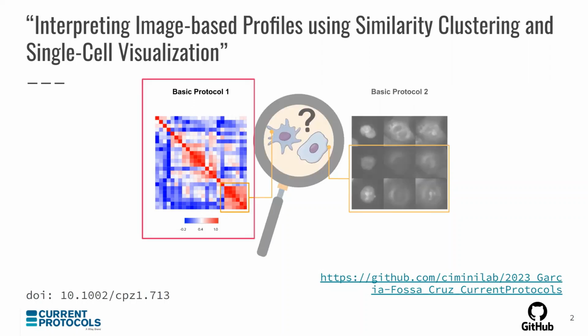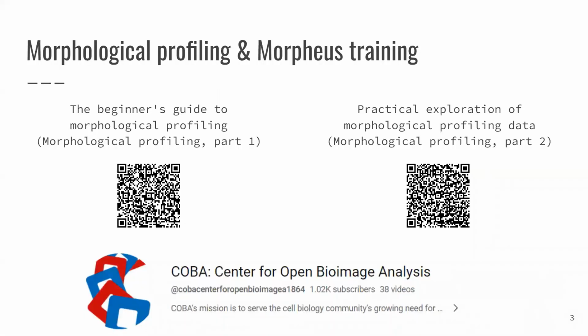For the first basic protocol, based on Morpheus, we already have two videos available on the COBA YouTube channel. In those videos, we explain the basics and the concepts related to morphological profiling in part 1, and in part 2, we show how to practically explore this data on Morpheus. If you want more details, you can read the publication as well as watch both videos.